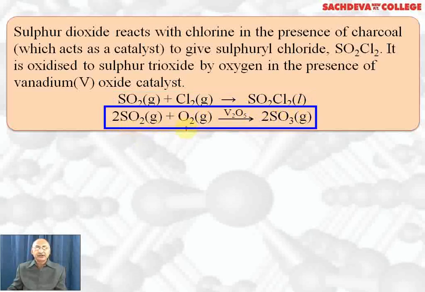Sulfur dioxide can be oxidized in the presence of vanadium pentoxide as a catalyst at 770 Kelvin to give sulfur trioxide, which is used for manufacture of sulphuric acid. This is the second step of the contact process, which is used for manufacture of sulphuric acid.